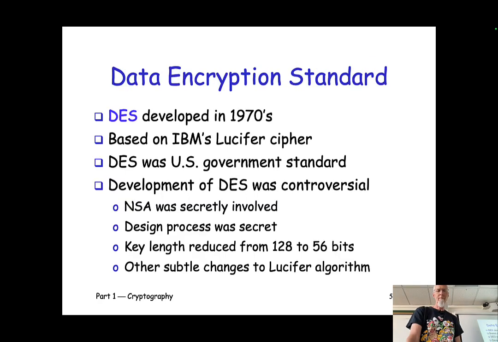All right. Now I want to talk about a specific Feistel cipher, the Data Encryption Standard, or DES. This was developed in the 70s. Why would people suddenly need cryptography in the 70s? What was going on then?